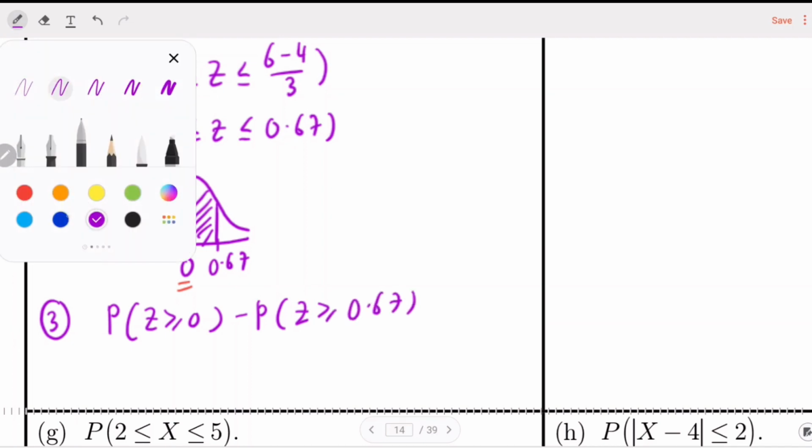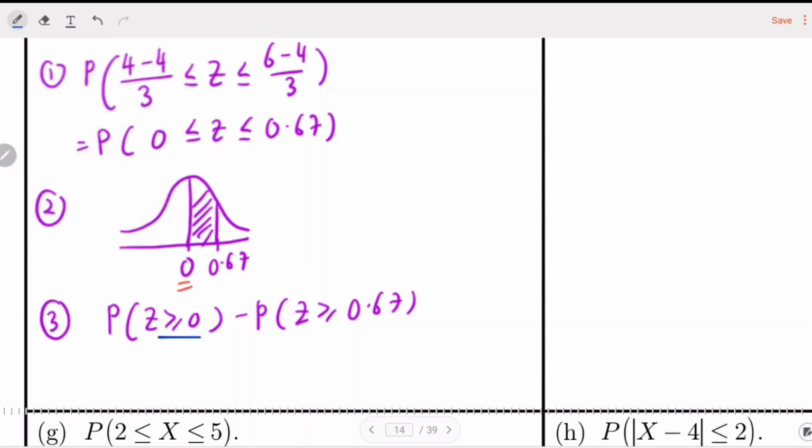This is because when we calculate the probability for z greater than equal to 0, we're going to get the total area from 0 until infinity, and then we don't want this part. This part is for z greater than 0.67. So that's why we have to put it like that.